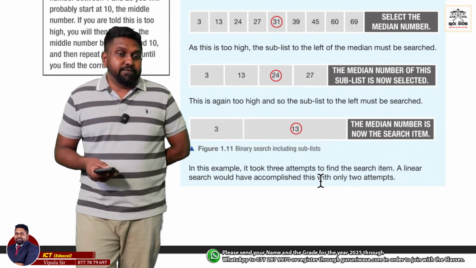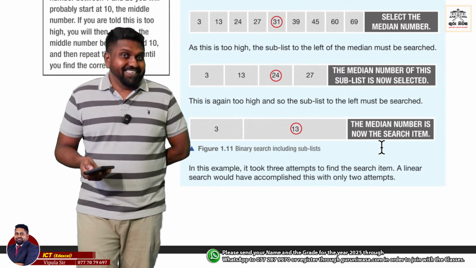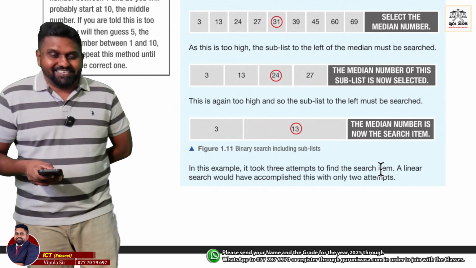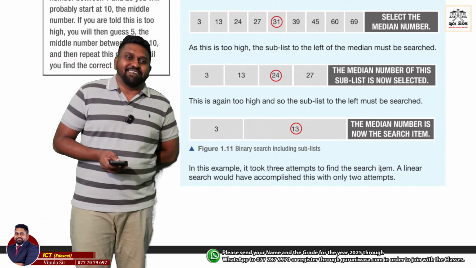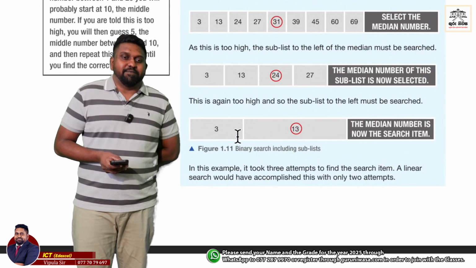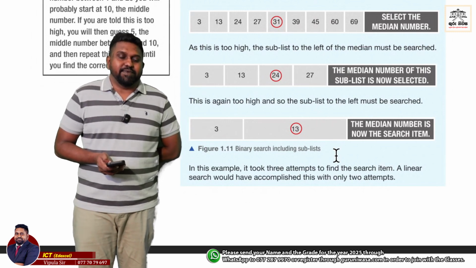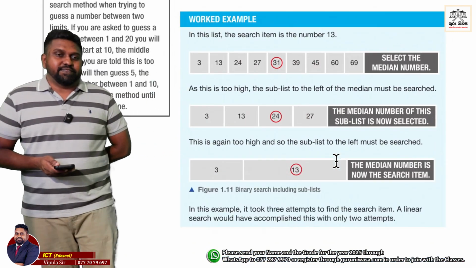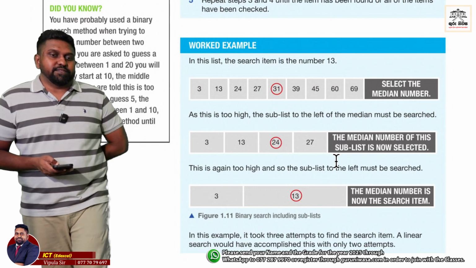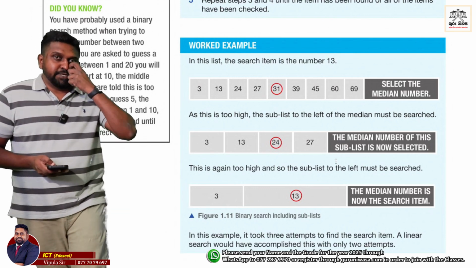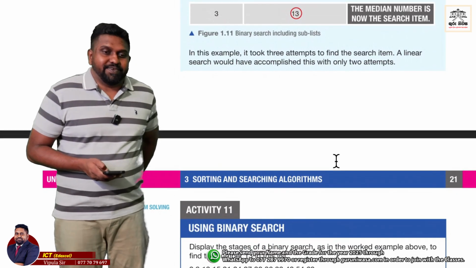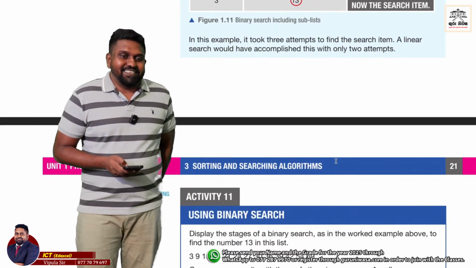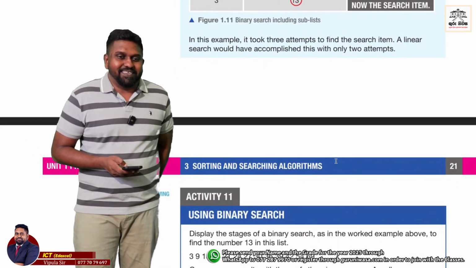But if you had done this using a linear search, then it would have taken a long time, right? Because it would have gone through the entire list of items, and that would take a very long time to find the particular number, right? So that's the idea behind this whole concept.